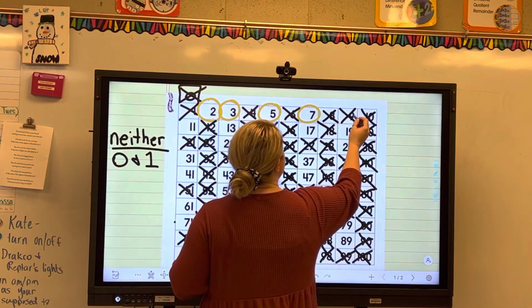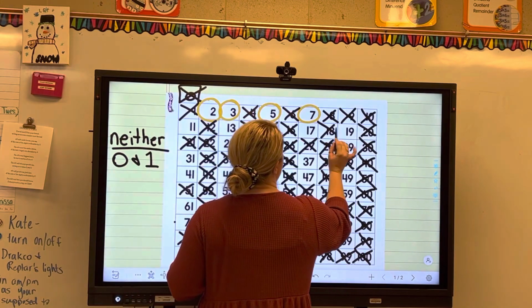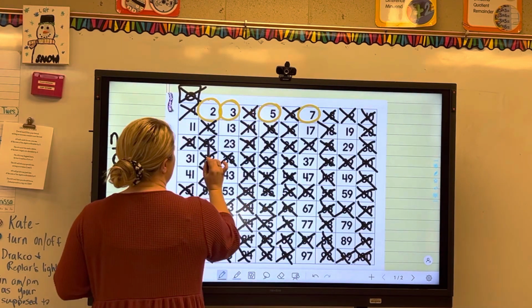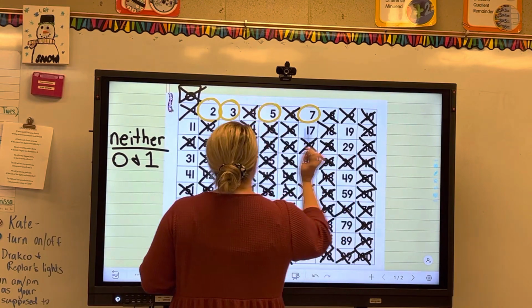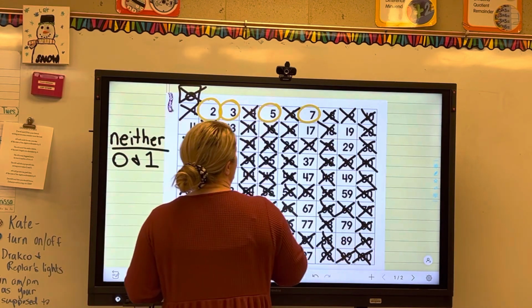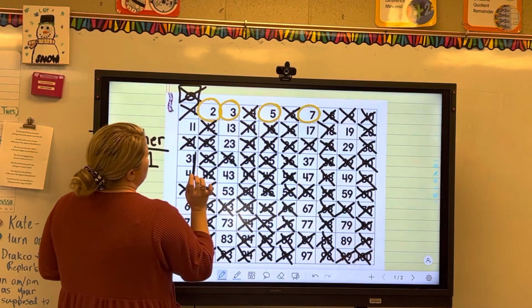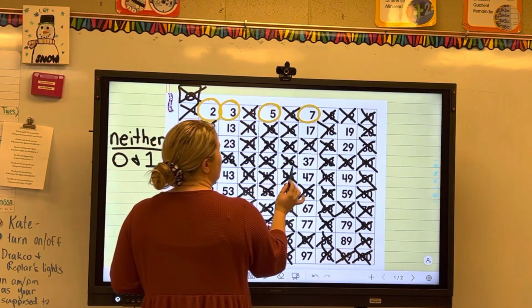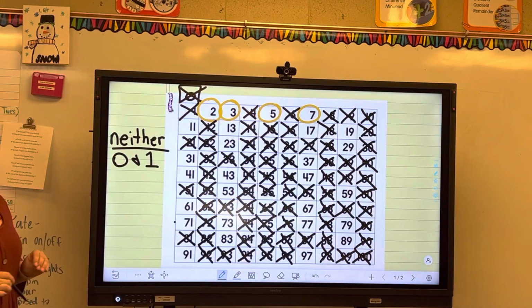All right, so 1, 2, 3, 4, 5, 6, 7. Marked off. Again 1 through 7. Marked off. And again, marked off. Ooh, 49. Mark it off. Because what number 7 likes times 49? 7 times 7. Very good. And if 7 will go into 49, it's got to be composite.